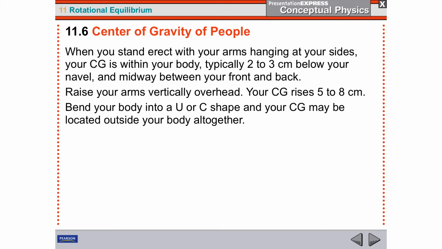If you were to put yourself in a different configuration, like a boomerang shape, where you have your arms and legs sticking out on one side of you, you may actually have the center of your mass outside of your body. So all of these can change depending on the configuration of how you place your body.